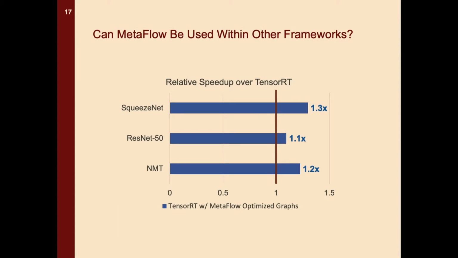The second question in our evaluation is, can MetaFlow be used within other frameworks beyond our own MetaFlow runtime? To validate this, we run the original graph and the MetaFlow optimized graph on the TensorRT runtime and see if our optimized graph is faster than the original input graph on TensorRT. This table shows the relative speedup. As you can see, our MetaFlow optimized graph is also faster than the original graph, even on the TensorRT engine. This also indicates that our graph optimizations are general and can also be applied to other frameworks.